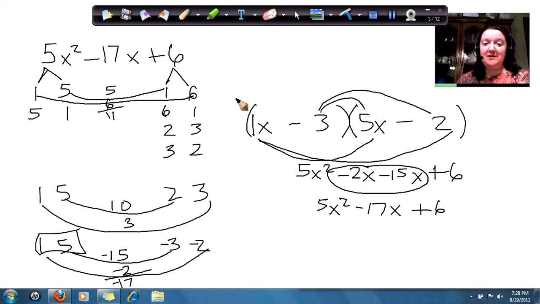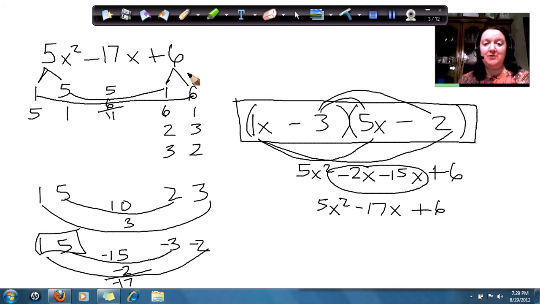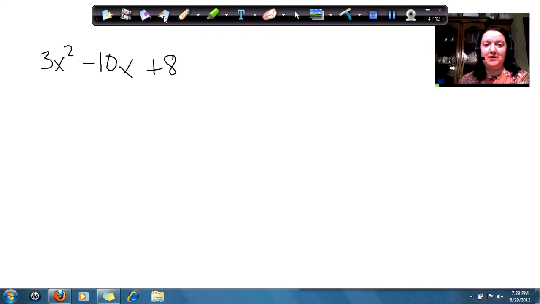So I know that this answer is factored correctly because when I FOILed out the factors, I was able to get back what I started with. Let's look at another example of this variety. Here I have 3x squared minus 10x plus 8.